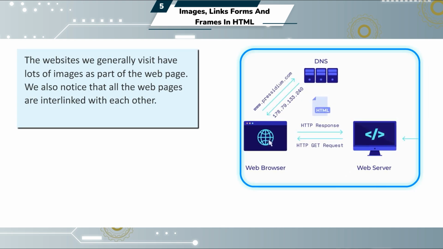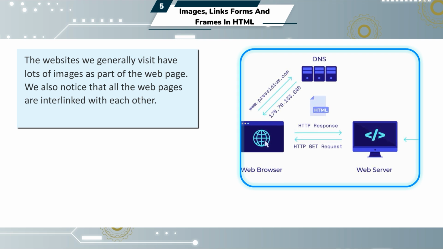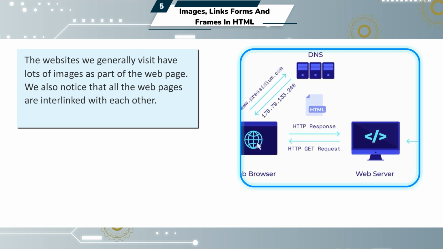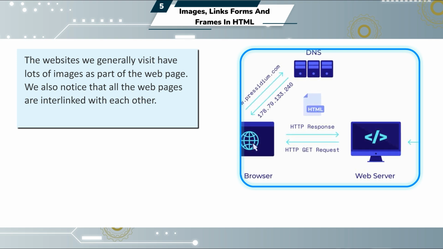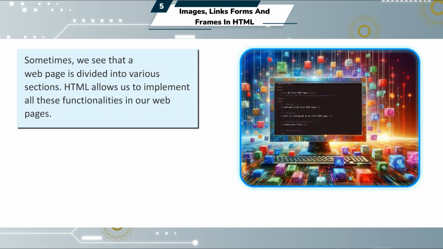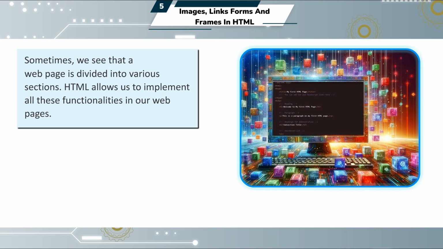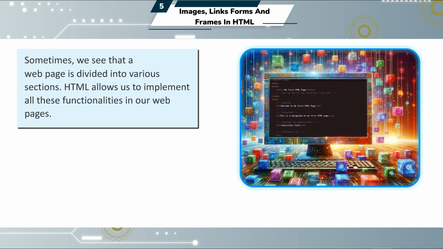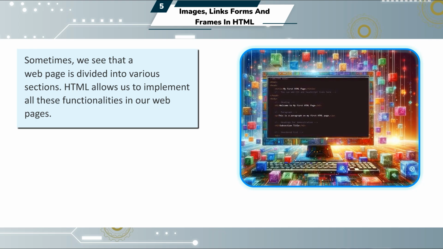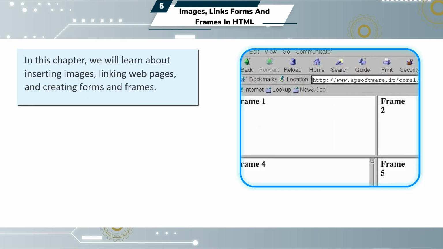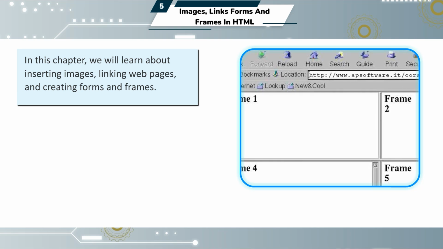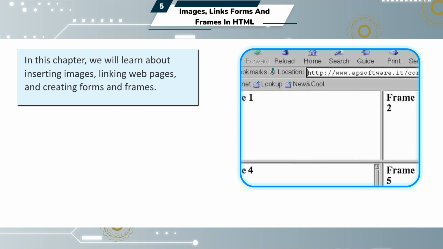The websites we generally visit have lots of images as part of the web page. We also notice that all the web pages are interlinked with each other. Sometimes we see that a web page is divided into various sections. HTML allows us to implement all these functionalities in our web pages. In this chapter, we will learn about inserting images, linking web pages, and creating forms and frames.